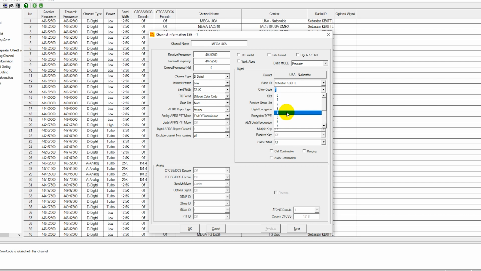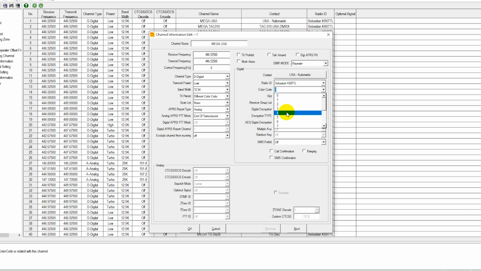Now, some repeaters are actually multi-mode as well, where you can use an analog signal or a digital signal. Those are few and far between. Most repeaters are either strictly analog or strictly digital in those terms.